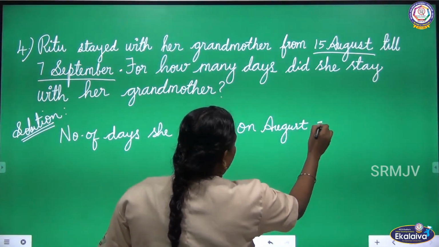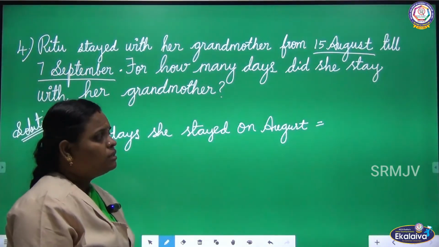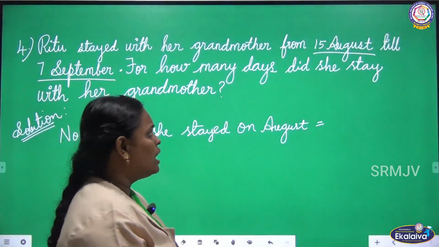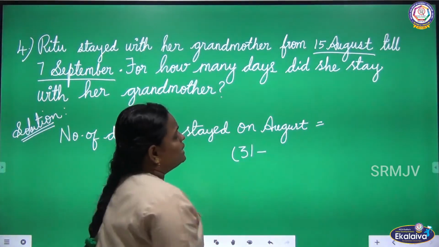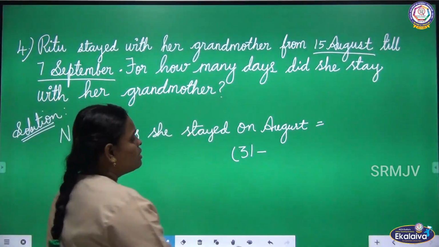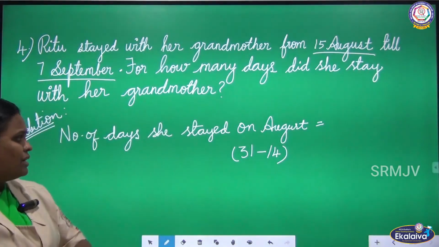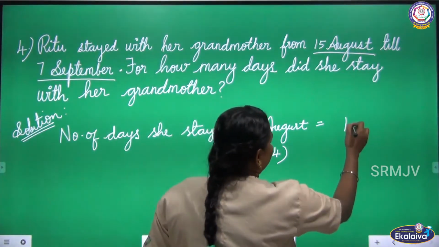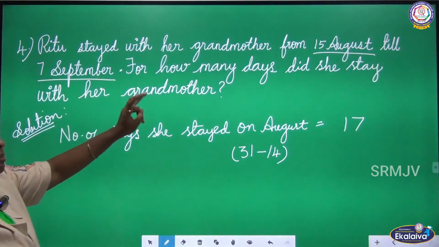In August, how many days did she stay? January, February, March, April, May, June, July, August. August, how many days? 31 days, but from 15 August. So we have to subtract 14 because we are calculating 15 also. So 31 minus 14 is 17.